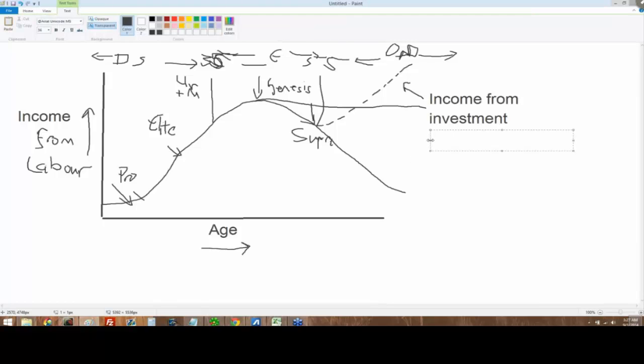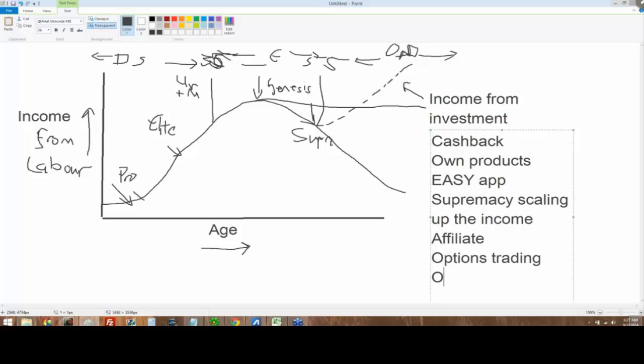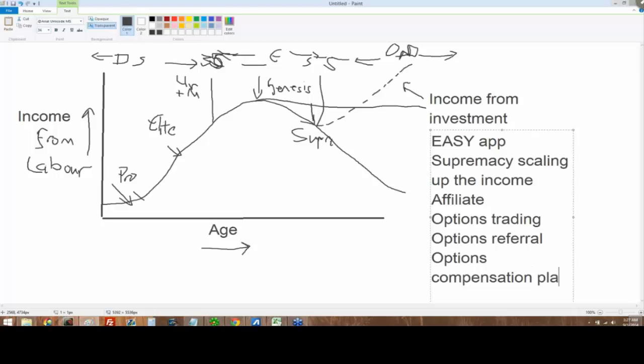Once you get to this stage, what you have going for you is your drop shipping income, okay, DS income, which is from sales on eBay primarily. You have your cash back kicking in, which is basically incentive for having sold other people's products. Then you have your own products that you're sourcing. You have your Genesis Easy products, which are easy money from Genesis app, okay? Then you have your Supremacy, basically scaling up your income. Then you have your affiliate income in DS Domination. Then you have your options trading income. You have your options referral income if you try to recruit, and then you have your options compensation plan income, which you're going to make even if you don't recruit anybody.